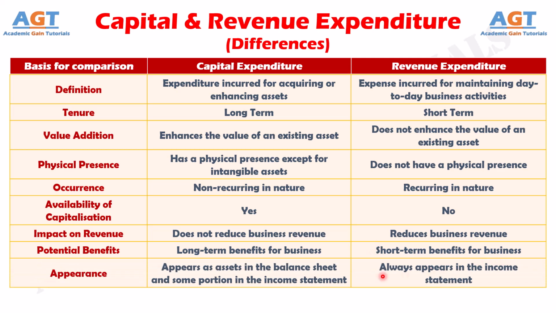And finally, difference number 9, capital expenditure appears as assets in the balance sheet and some portion in the income statement, whereas revenue expenditure always appears in the income statement. So, these are the differences between capital expenditure and revenue expenditure.